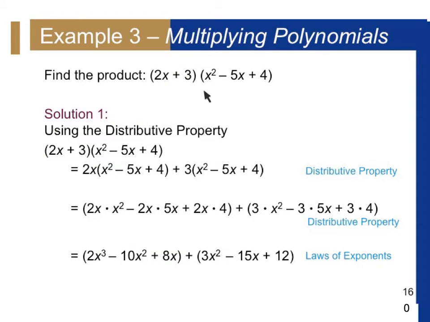Here we're multiplying a trinomial and a binomial, so we can't use FOIL here. But we're going to take the 2x times all three of these terms, so 2x times x squared minus 5x plus 4, plus 3 times x squared minus 5x plus 4.